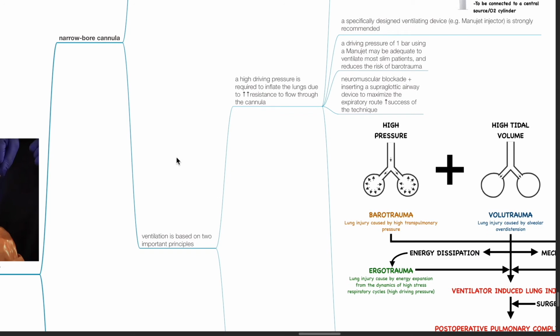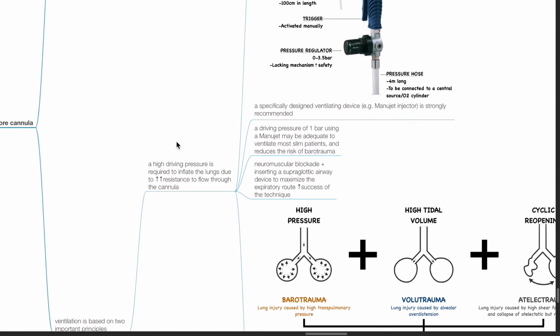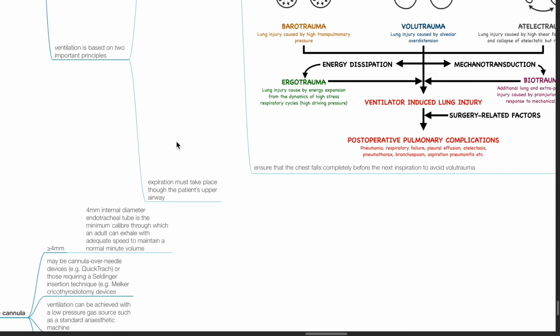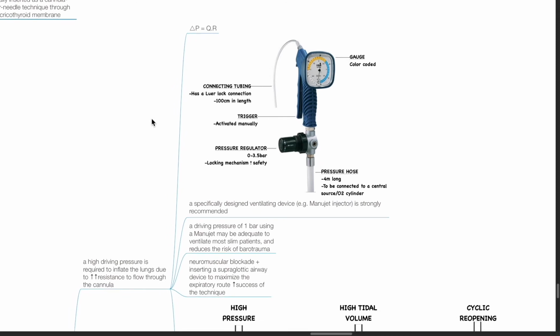Ventilation is based on two important principles. A high driving pressure is required to inflate the lungs due to increased resistance to flow through the cannula, and expiration must take place through the patient's upper airway. The driving pressure equals flow times resistance. When there is increased resistance, for example due to the narrow bore of the cannula, the driving pressure must increase to maintain adequate airflow. A specifically designed ventilating device such as the ManuJet injector is strongly recommended.